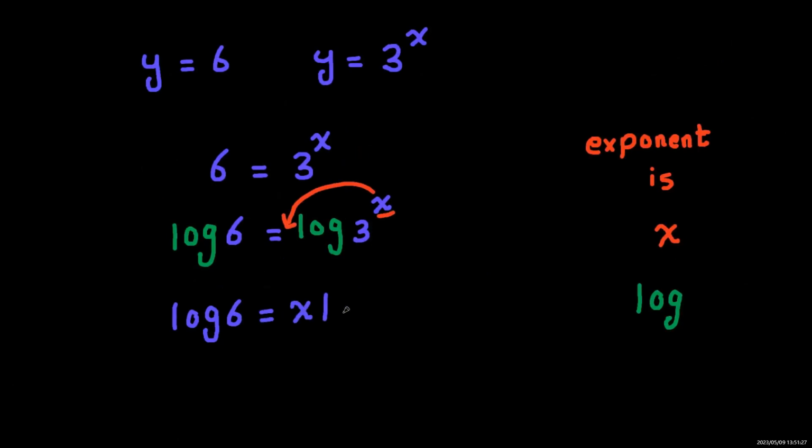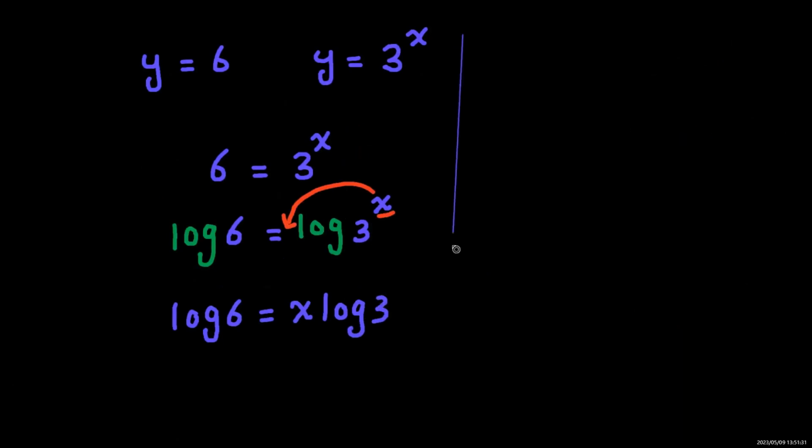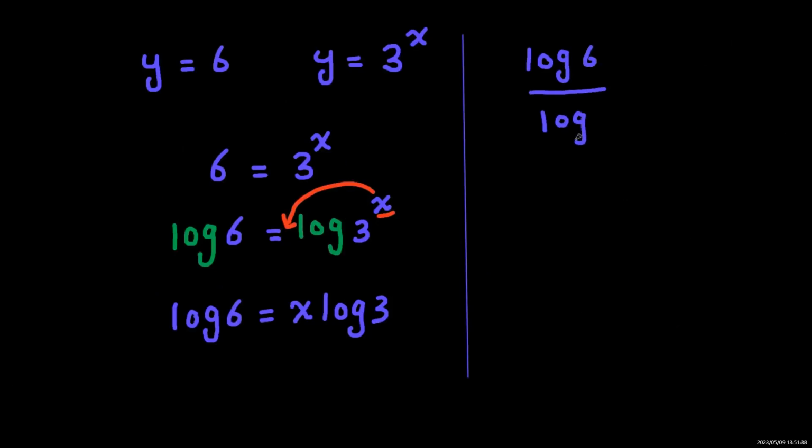So now let's divide both sides by log 3. And there you go, we found the value of x. So it's a decimal value. And also, we're changing the base of logs.